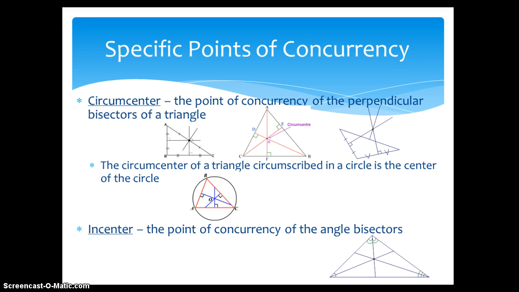The incenter is the point of concurrency of the angle bisectors. And that's going to fall inside the triangle. So when these bisect an angle, their point of concurrency is called the incenter. So we have a circumcenter and the incenter.